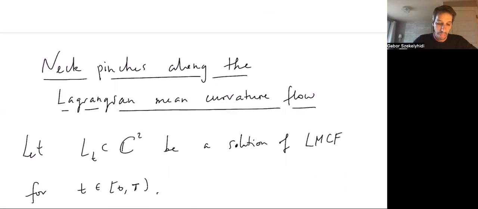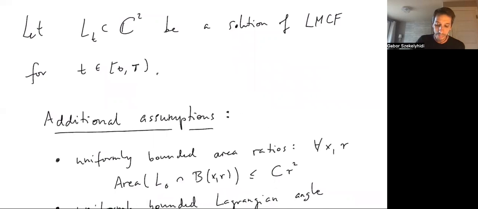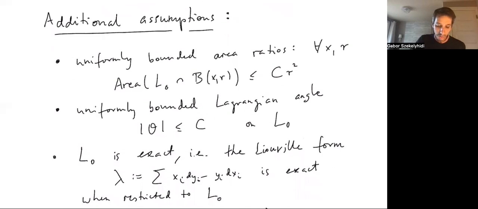Okay, so the setup is basically exactly what we were discussing before. So now L_t is what I'm going to call a solution of the Lagrangian mean curvature flow inside C^2. And we have some existence time up to some capital T, and we would like to analyze a singularity at this capital T. So to say things that are precise, let me add what are the technical assumptions that we need to have.